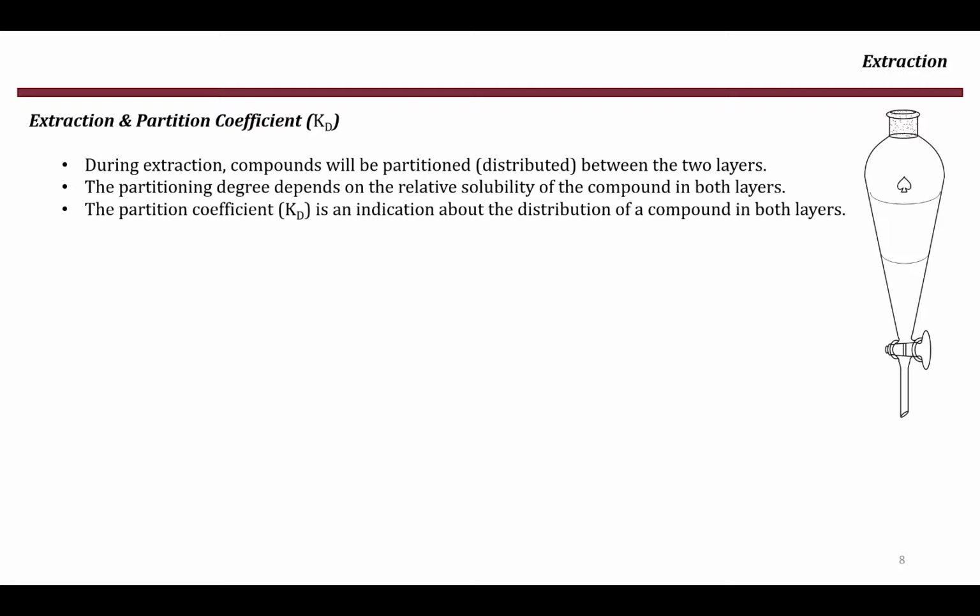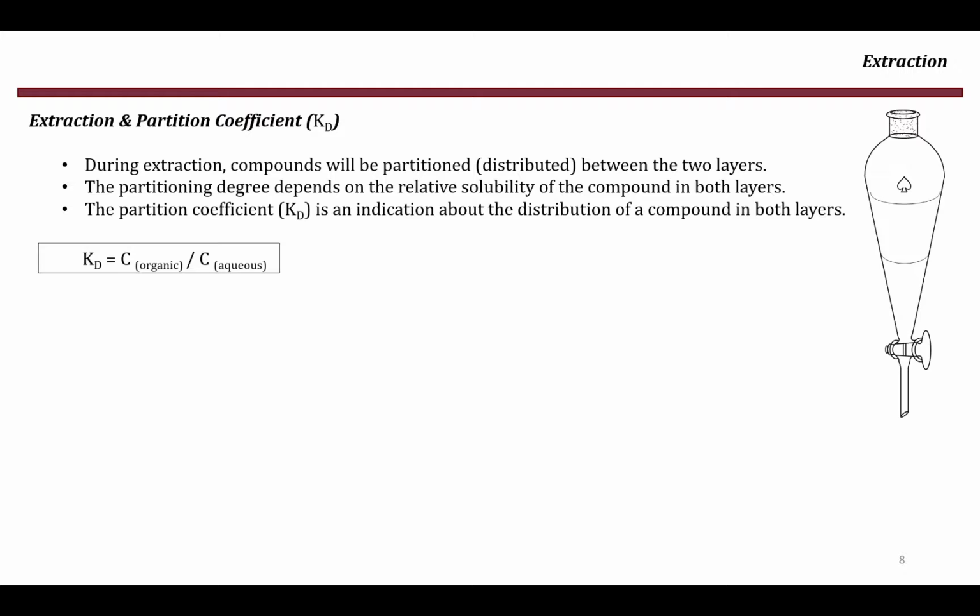So if I want to know the amount of caffeine distributed between dichloromethane and water, I have to look at the KD value, or the partition coefficient value, which is equal to the concentration of the compound in the organic layer divided by its concentration in the aqueous layer. We can use concentrations or we can use solubility, and the units here are not important as long as they are the same for the organic and the aqueous layer.